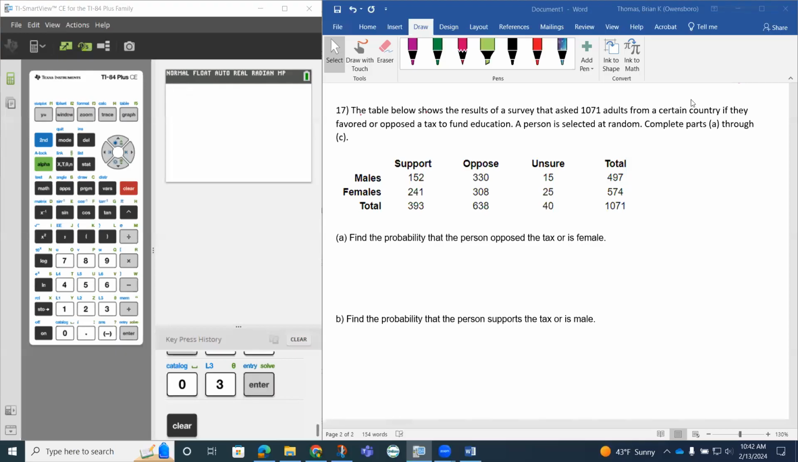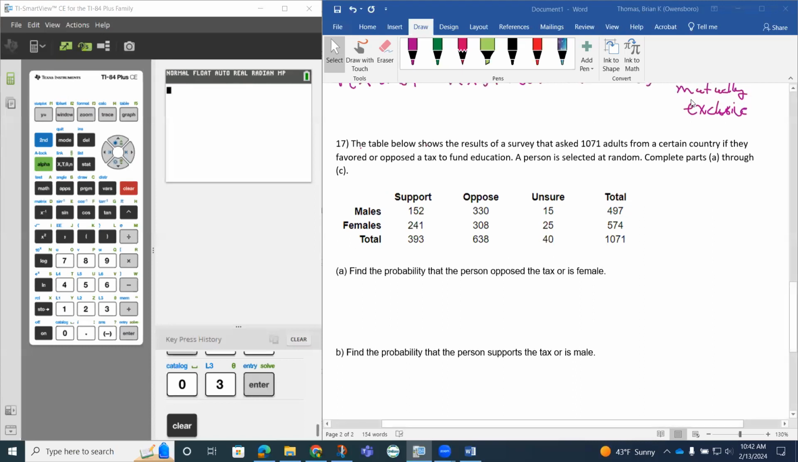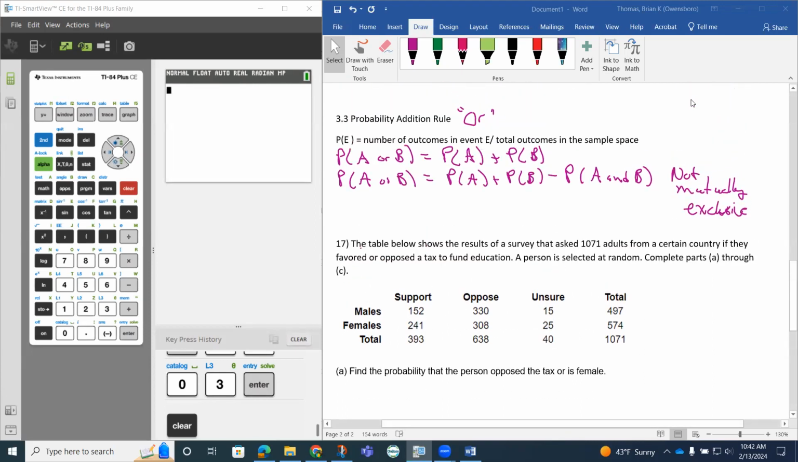So in 3.3, using the addition rule, this is question 17. Remember, when it comes to the addition rule, we're still talking about probabilities. The probability of an event E happening is the number of outcomes in event E, our desired outcomes, divided by the total outcomes in the sample space. That would be our fraction that we probably have to change to a decimal.